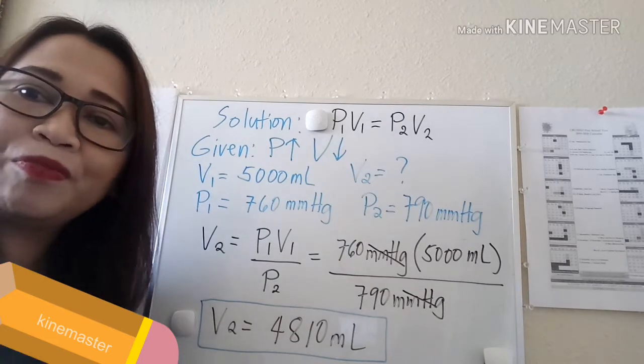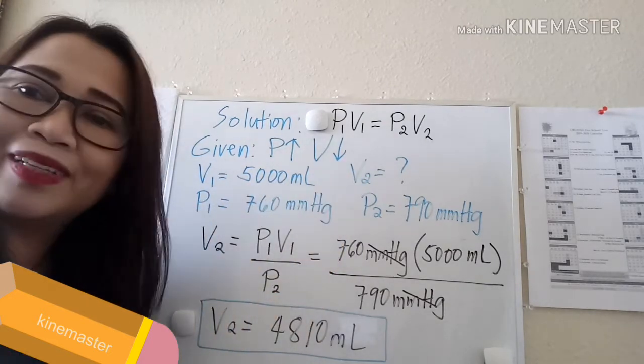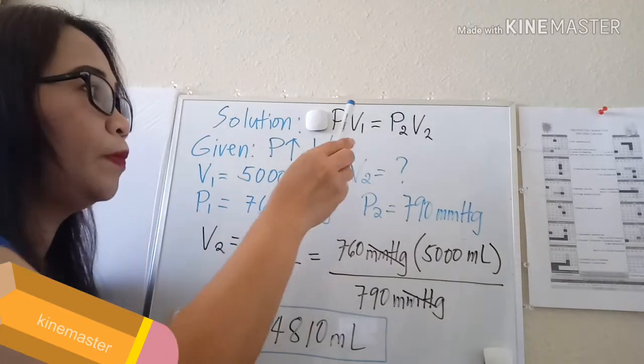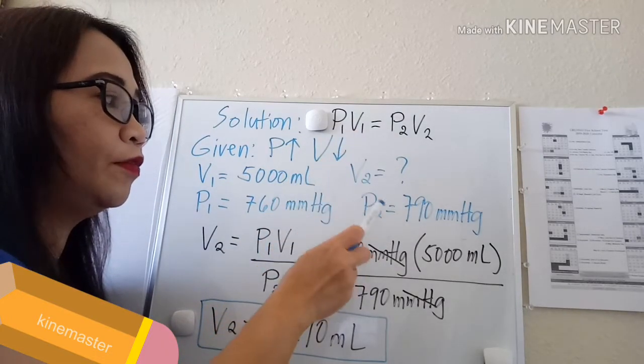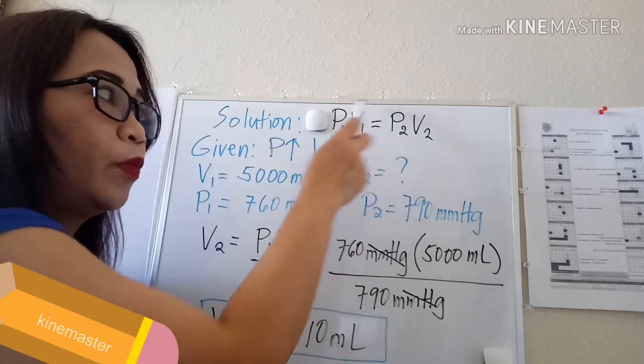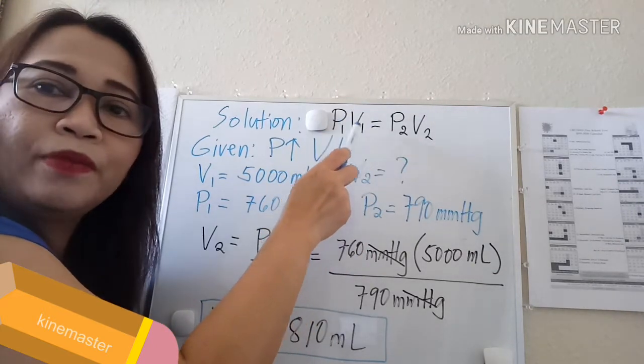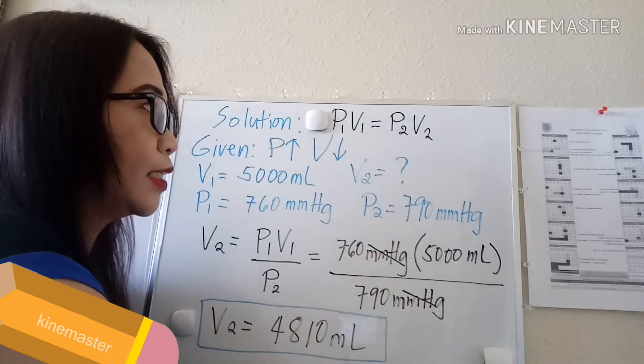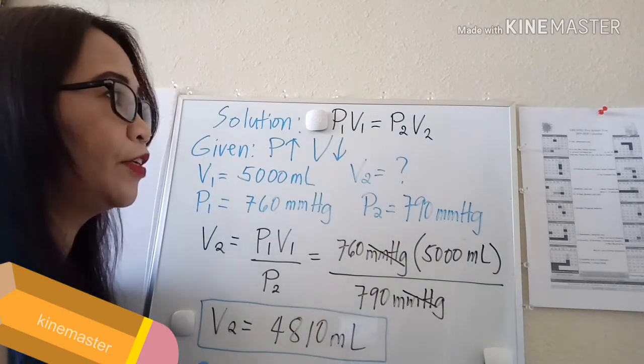to derive the formula of V2. All right. So how we're going to do that? We're going to derive the formula of V2 from the general equation of Boyle's law, which is P1 V1 equals P2 V2. All right. So let's derive the formula.